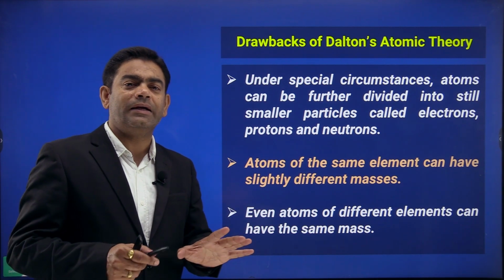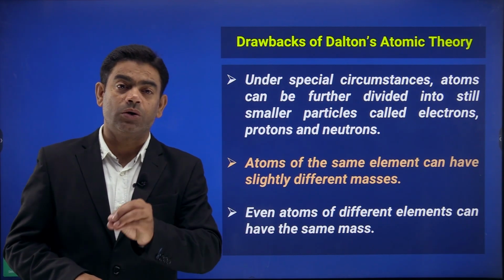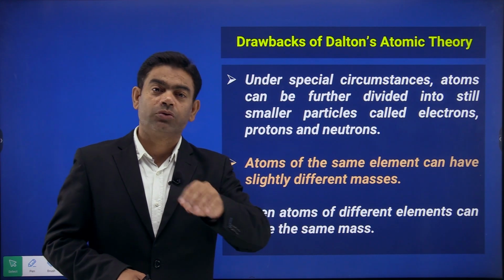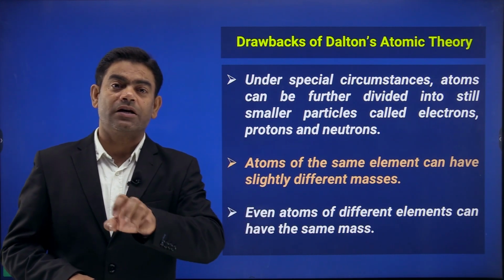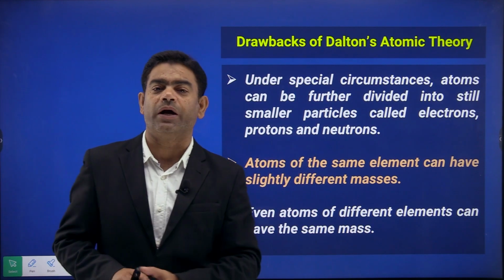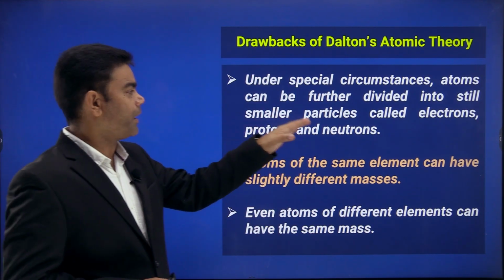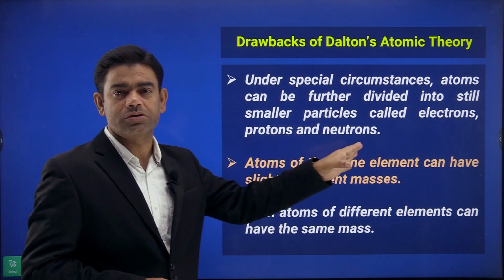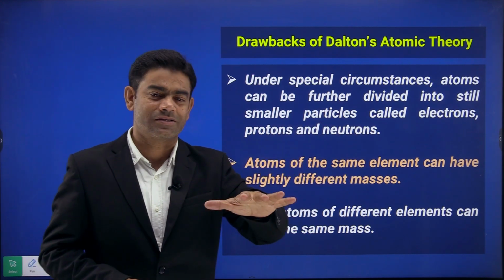But it is another thing that they can't exist alone. An atom can exist alone, but those particles rarely exist alone, okay? So, under special circumstances, an atom can further be divided into still smaller particles called electrons, protons and neutrons. These are called subatomic particles.